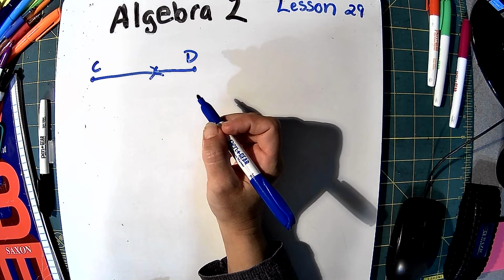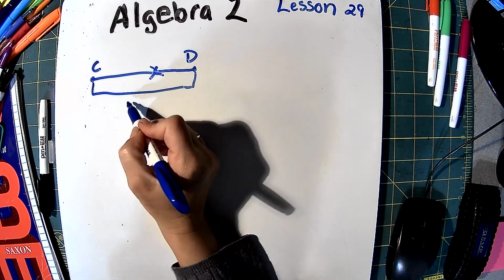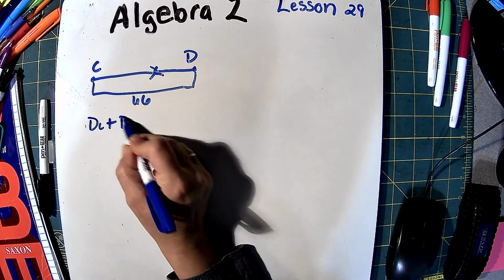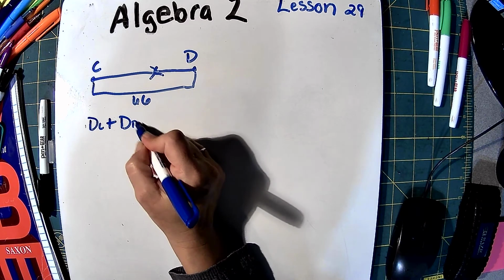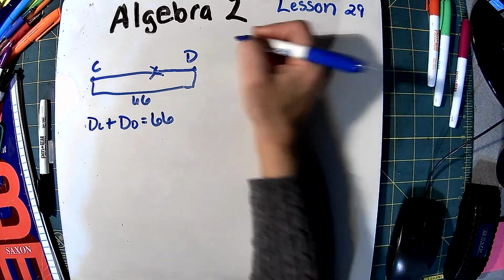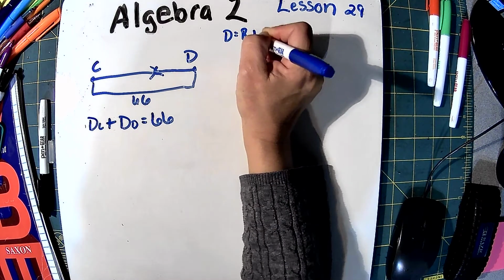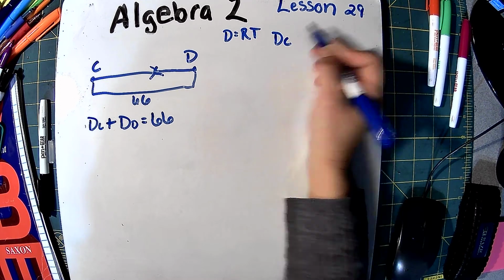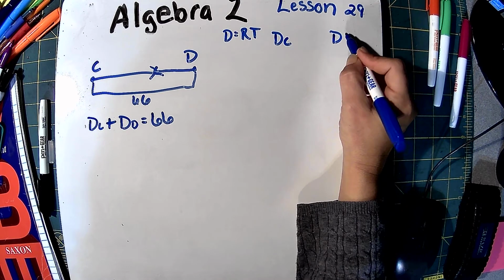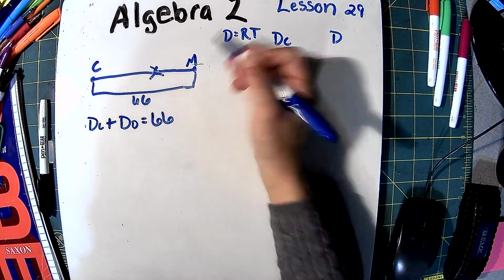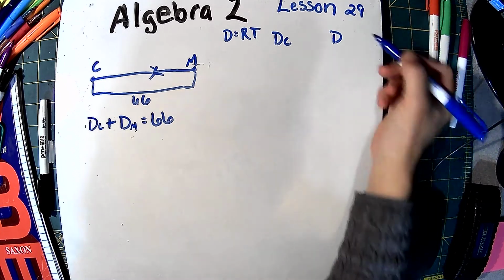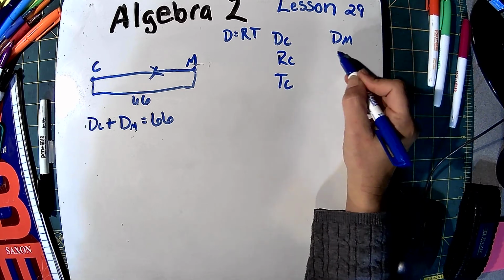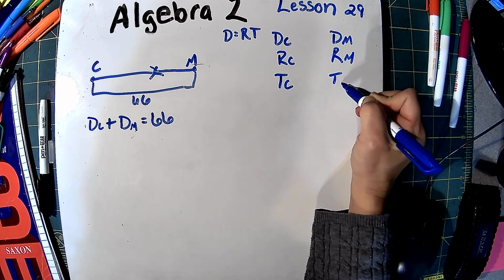Okay, so at 1 p.m., we know this whole trip is 66 miles. So we know that the distance of Chester plus the distance of Marshall Dillon equals 66. We're going to need distance equals rate times time, and we need the distance of Chester and the distance of, I'm going to use an M for Marshall Dillon instead of a D because DD is just too confusing. And then we need the rate of Chester and the time of Chester, and the rate of the Marshall and the time of the Marshall.